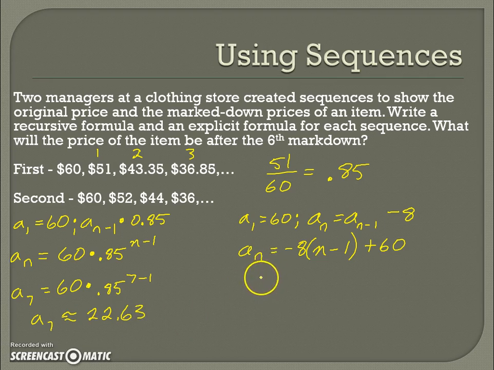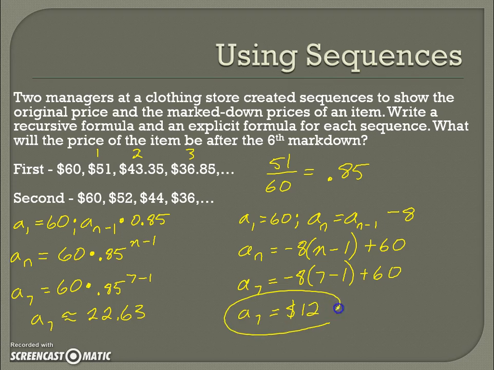This one over here, to do the 7th term, is going to be A of 7 equals negative 8 times 7 minus 1 plus 60. Simplify all that and I get $12. All right, so here are the prices of the items after the 6th markdown, which is the 7th term in the sequence.